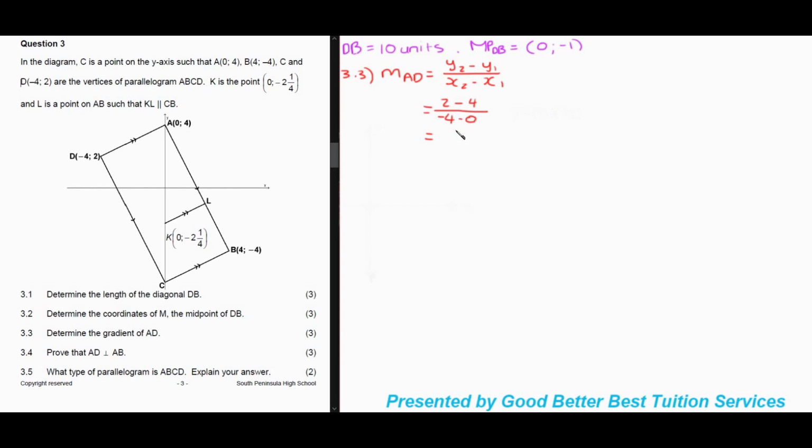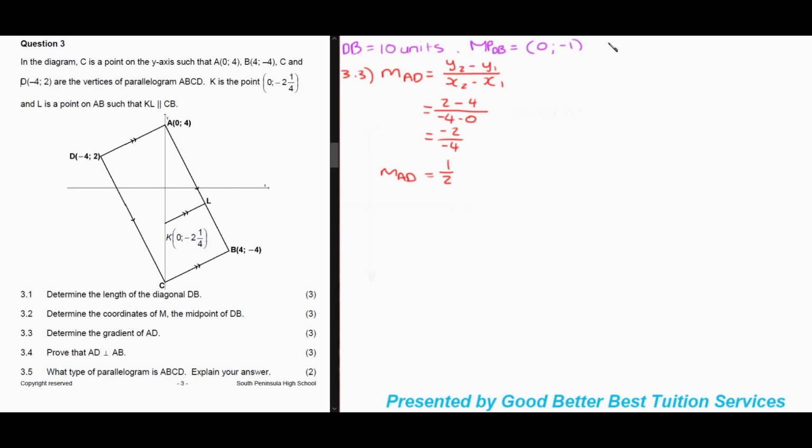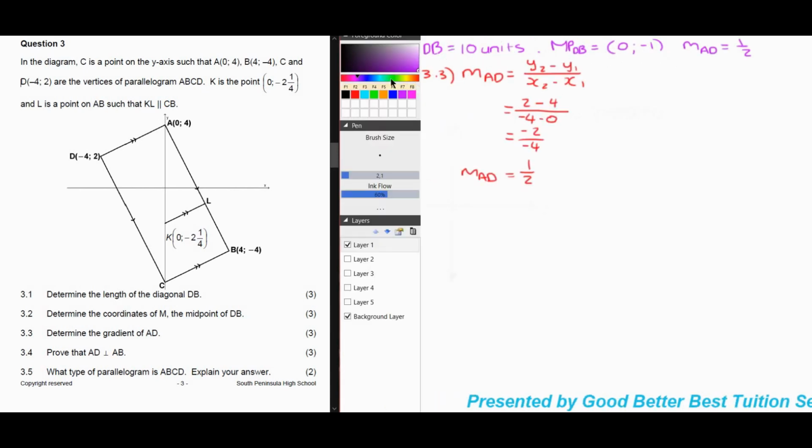And so what we end up getting here is 2 minus 4, which gives me minus 2, and minus 4 minus 0, which gives me minus 4. Because we have a negative at the top and a negative at the bottom, clearly we know that when a negative is divided by a negative, we get a positive. So this will actually equal a positive half once we simplify that fraction. And so that is the gradient of AD. You can also just quickly record that here at the top. So we found the gradient of AD is a half. And we'll see if that proves helpful later on.